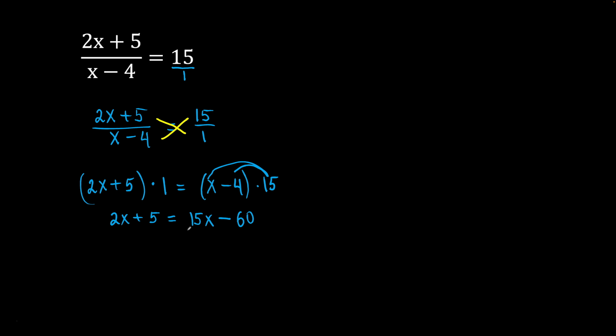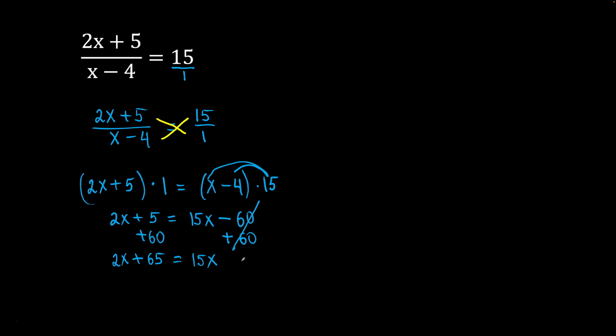So what do we do next? We have x on both sides. Now, this time, let's have x on the right side. So what do we do? We add 60 to both sides, right? To have x on the right side by itself. So we're adding 60 to both sides. Very good. So 2x, 5 plus 60 will be plus 65. And on the right side, we have just 15x, because negative 60 plus 60 will give us 0.